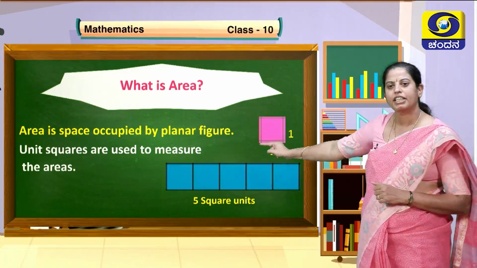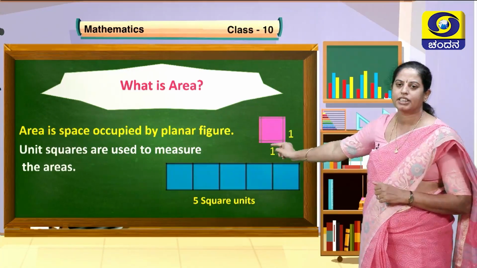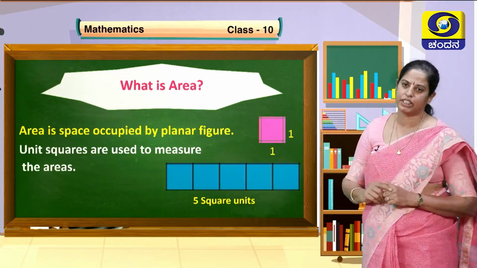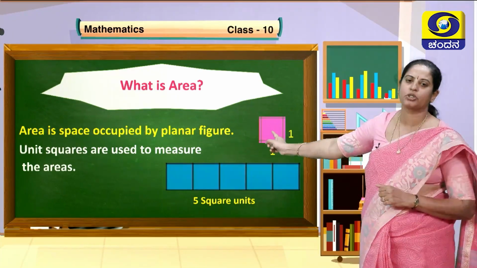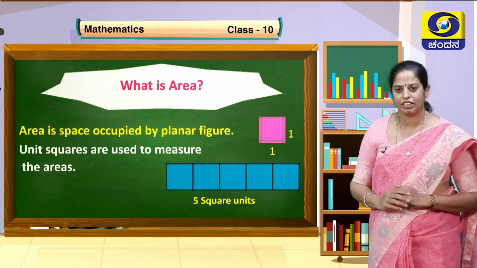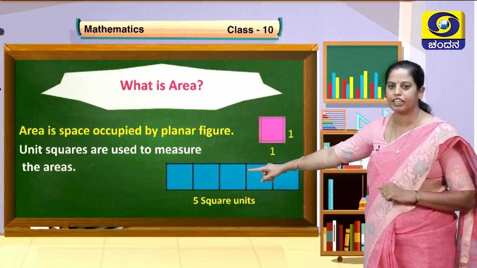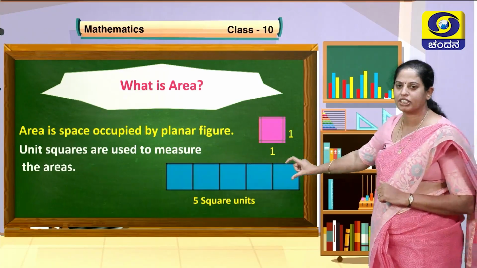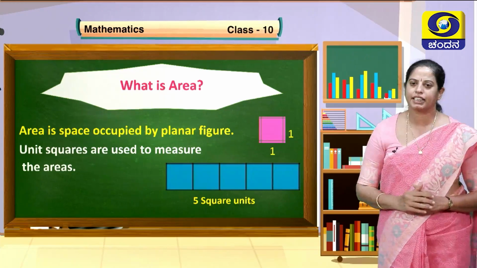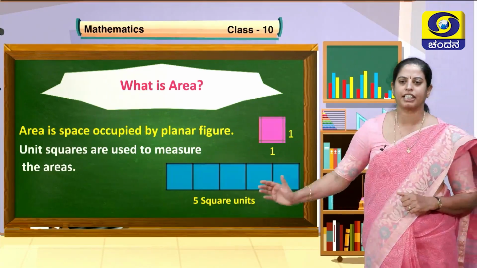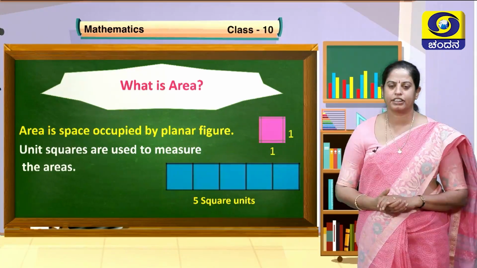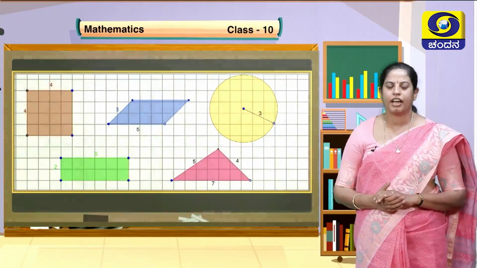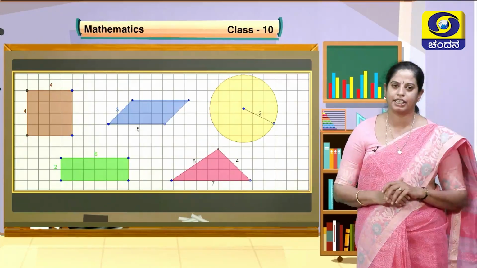That means a square with side as 1 unit. We use these unit squares to measure the areas of planar figures. Here if you can observe, the area of this rectangle is how much? So 5 square units, because 5 unit squares are used to measure the area occupied by this rectangle. Hence the area of this rectangle is 5 square units, children. Okay. Now we have understood what is area.